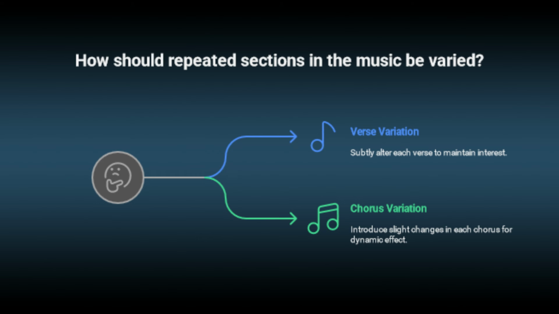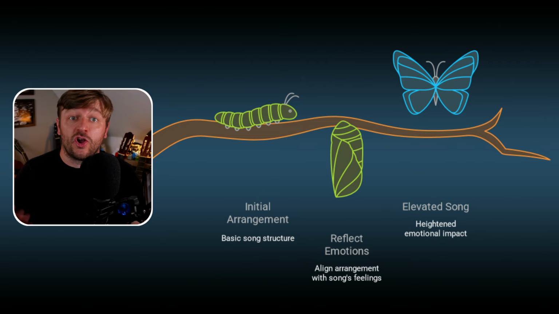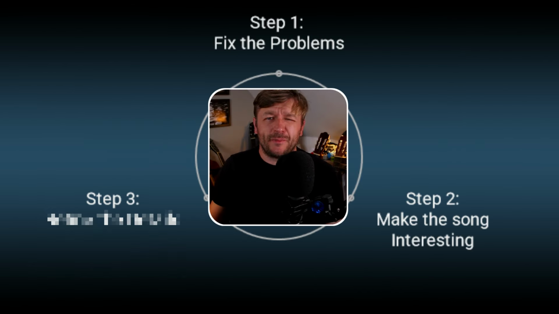But my simple approach is to try and make every section, especially repeated sections like verses and choruses, be subtly different to each other. I mean, they are repeated, but they don't repeat exactly. And this makes the song progress and it helps it move along. If you do this, even at a basic level, it will improve your songs and make them more interesting straight away. But your song will really come alive if you do this with the goal of making the arrangement convey the feelings of the song as it develops. And then in the next step, it's going to be like the cherry on top. But first, let me give you an example.